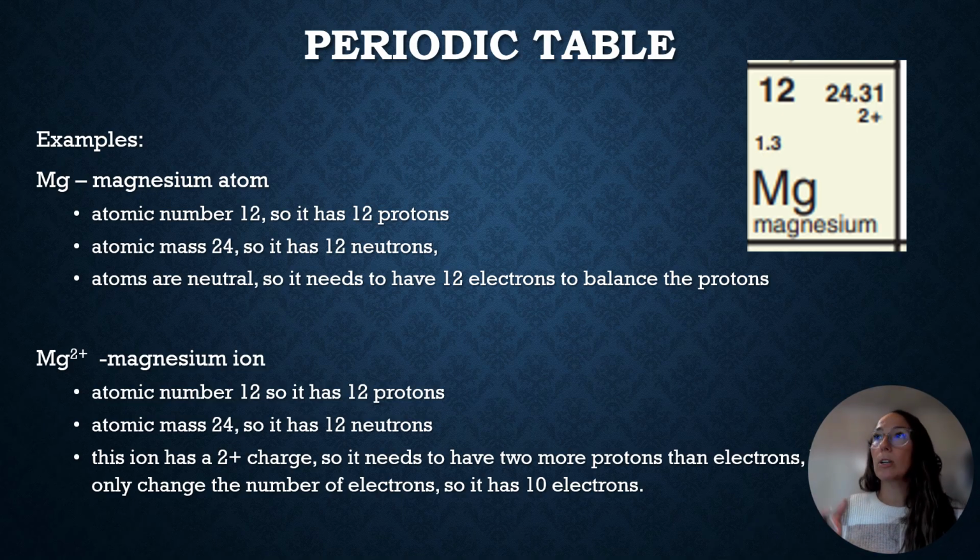The atomic number is still 12. It still has 12 protons. The atomic mass is still 24.31 because the mass doesn't change, because electrons are so itty bitty. And then it has a charge of 2+.